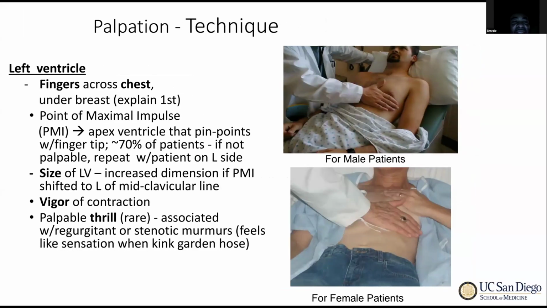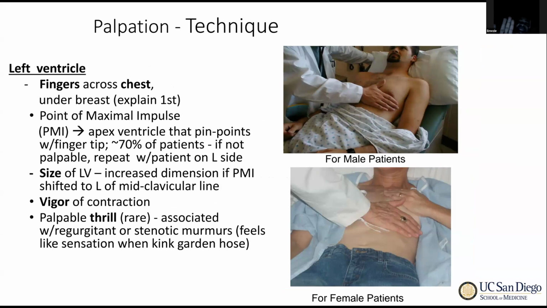Okay, so what we have here now is how to check the apex beat. But before we check the apex beat, we check for what we call heaves. Instead of putting the hand horizontally, we put the hand vertical, just at the precordial area.